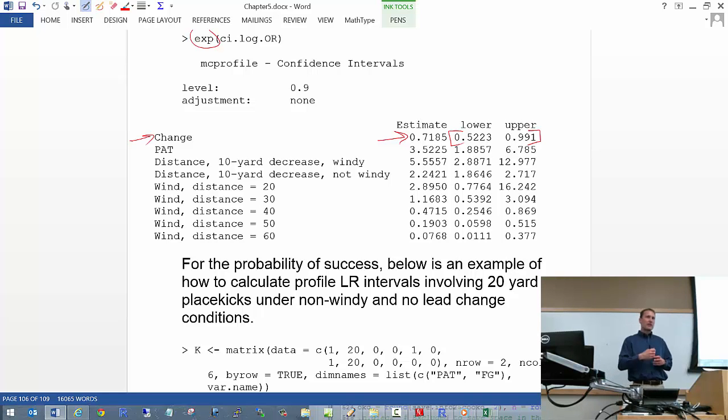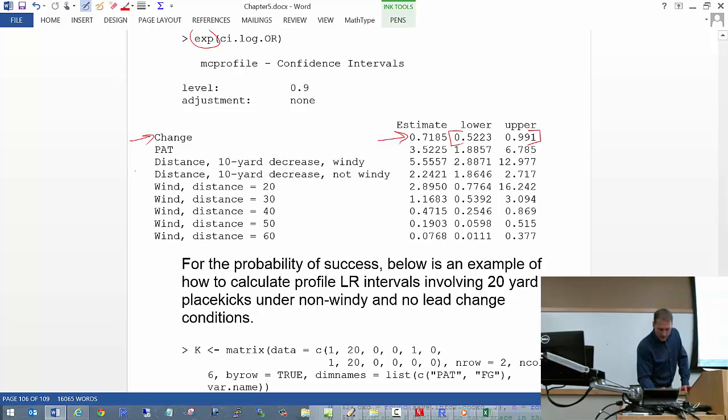Because the odds of success when change is equal to 1, that's in the numerator, is less than the odds of success when there's not a lead change, that's in the denominator. The odds ratio is less than 1, meaning the numerator is less than the denominator. So we have marginal evidence of a pressure effect.